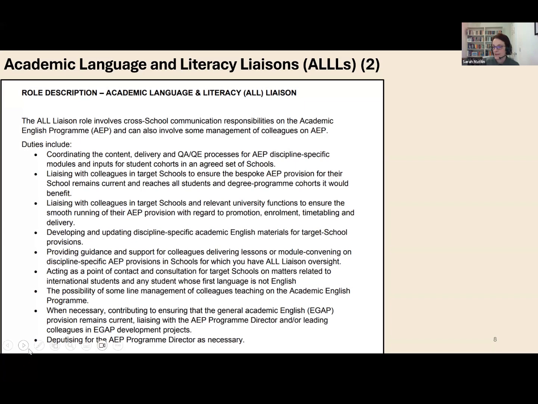So one key thing to notice is that one of the roles of the liaison can be providing support to module conveners or lecturers on discipline specific provision within their basket of schools. So in our model, being a liaison is a distinct role from module convening a discipline specific provision. Both of those roles exist as quite separate things.